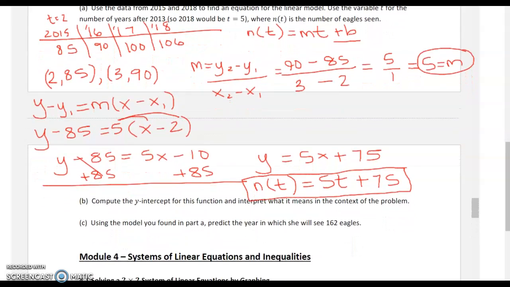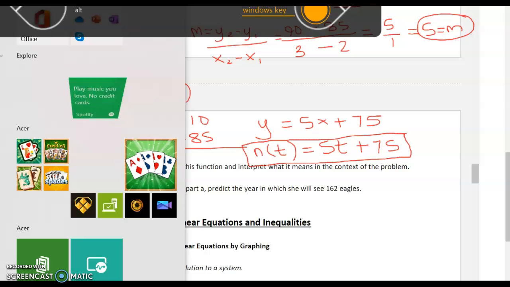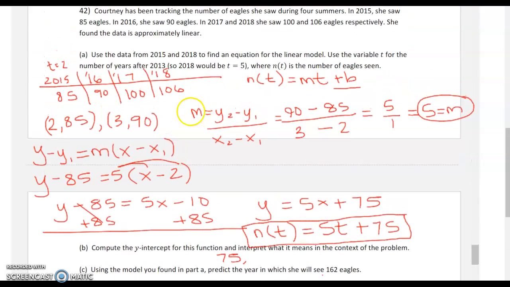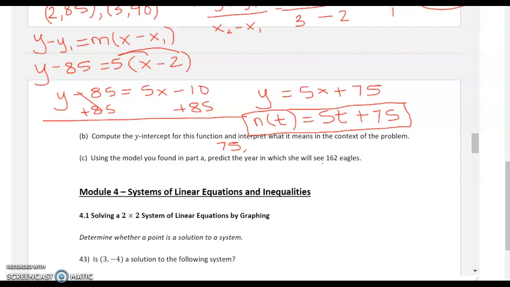So we've got our equation. Compute the y-intercept for this function and what it means. So in this case, the y-intercept would be just 75. Okay. Now what would that mean? So if t is 0, well, in this case, they told us after 2013, so if 2015 is 2, that means 2013 is 0. So in this case, that means in 2013, there were 75 eagles.